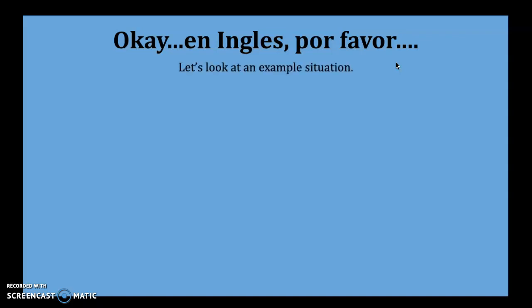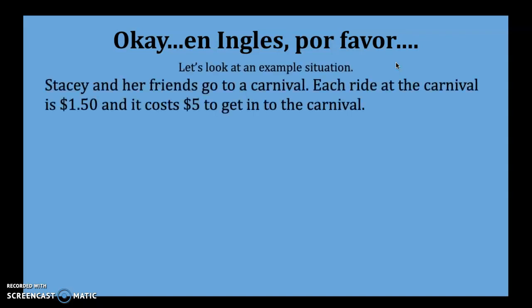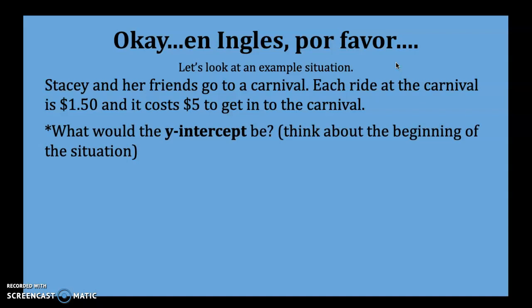Anyways, let's look at an example situation. Stacy and her friends go to a carnival. Each ride at the carnival is $1.50, and it costs $5 to get into the carnival. So what would the y-intercept be? Remember, I just reminded you that it's like the beginning of the situation. So literally think about it. When you and your friends arrive at the carnival, what's the first thing you have to do?